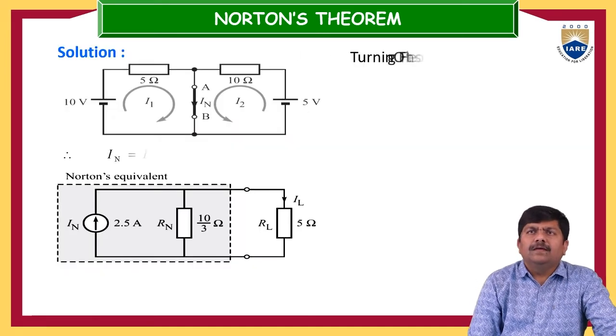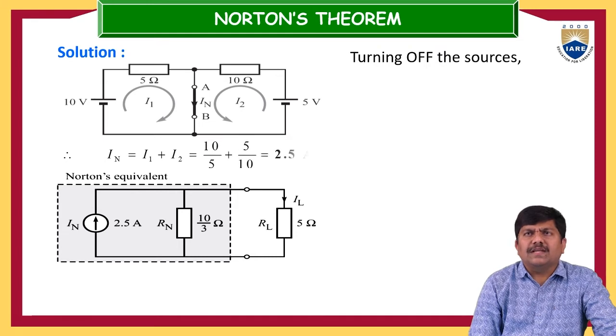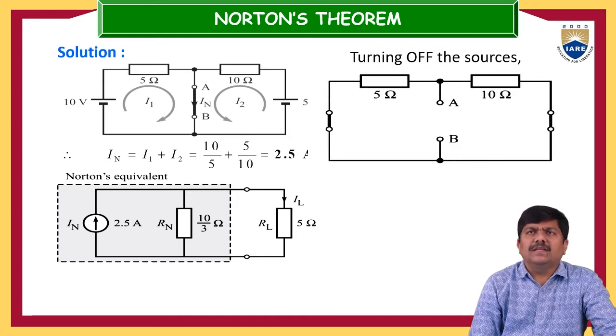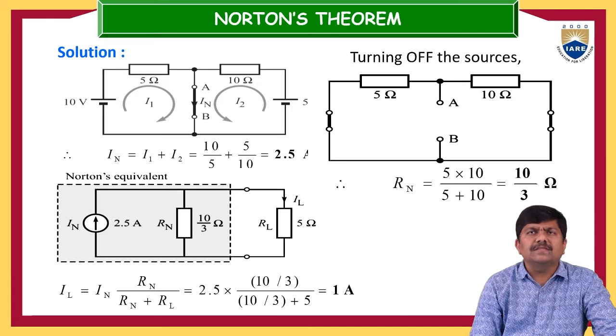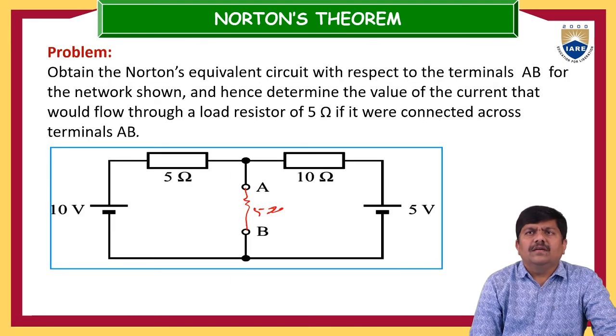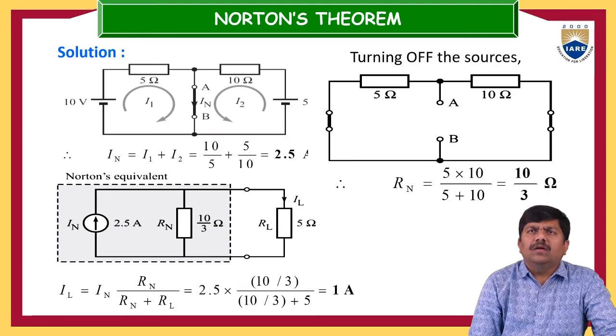In this one, just short circuit the AB terminals and assume that the current is the IN current. Now we can easily calculate that IN current as the sum of I1 plus I2, because the 10 volts and 5 volts are directly given. The 10 volts is connected to the load by means of a 5 ohm resistor. The 5 volts is directly connected to the AB load terminals by means of 10 ohm. So with this 10 volts and this 5 volts, just short circuit the load terminals; let the current be the IN current.